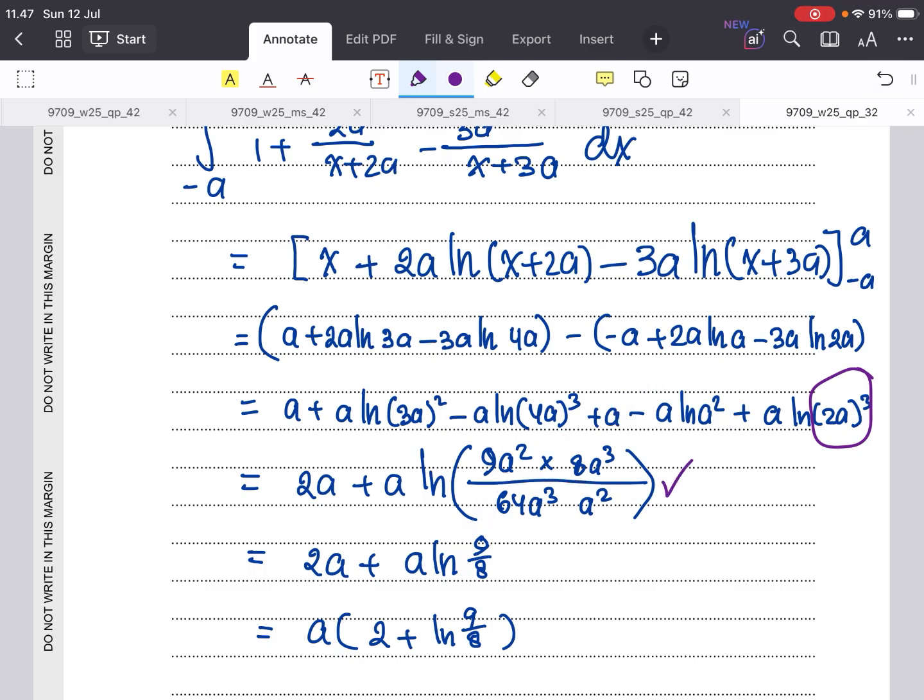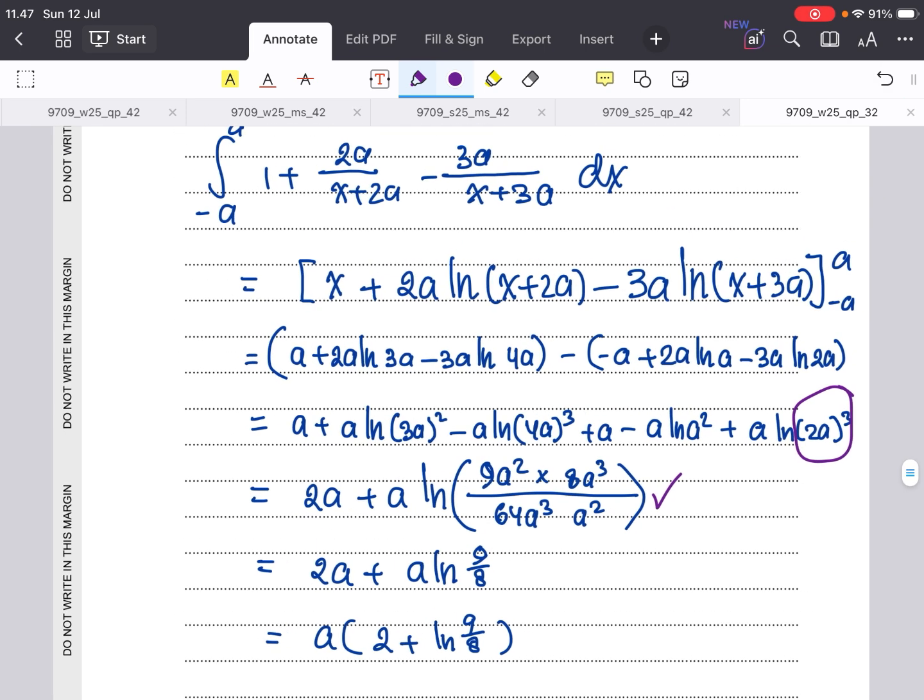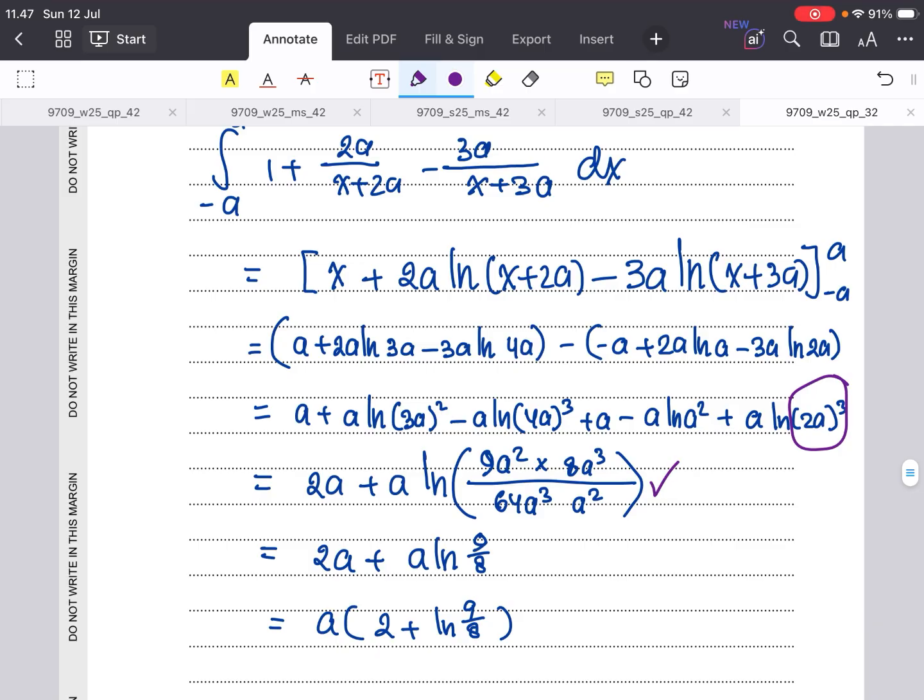So if we simplify the expression inside the logarithm, it will be 9 over 8. So the final answer we can simplify into a times 2 plus ln 9 over 8.